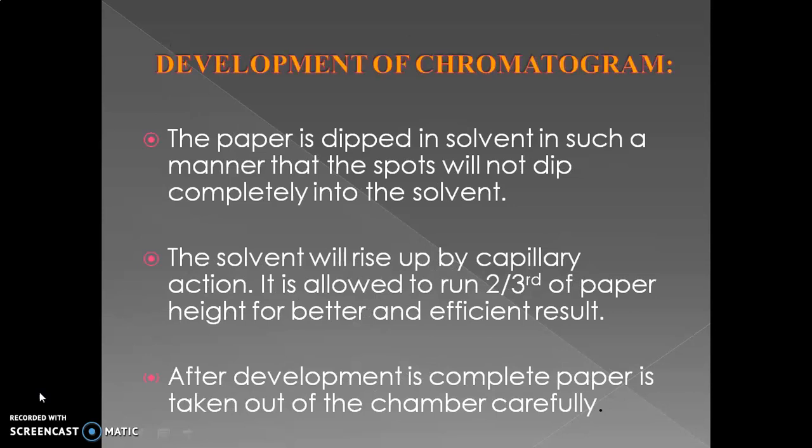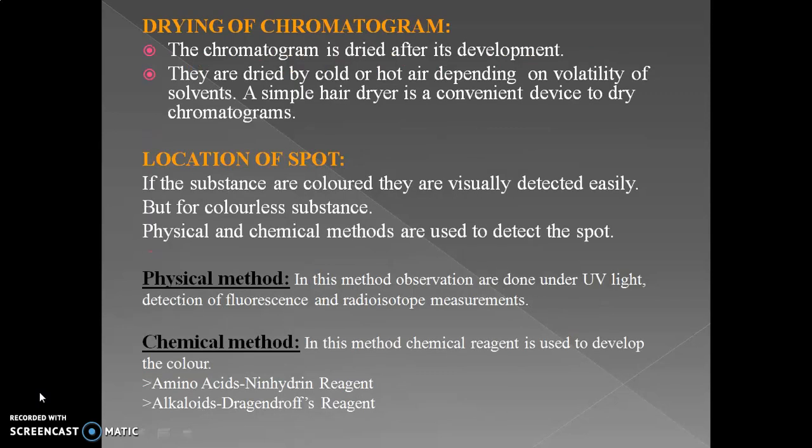Development of chromatogram. The paper is dipped in solvent in such a manner that the spot does not dip completely into the solvent. The solvent rises up by capillary action. It is allowed to run 2/3 of the paper height for better and more efficient separation. After development is complete, the paper is taken out of the chamber carefully.